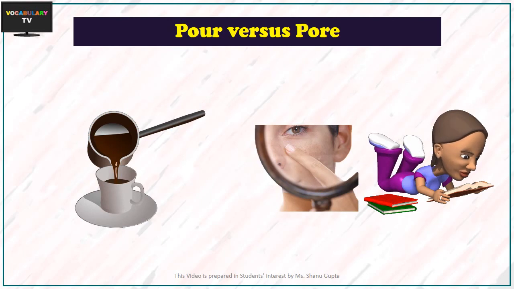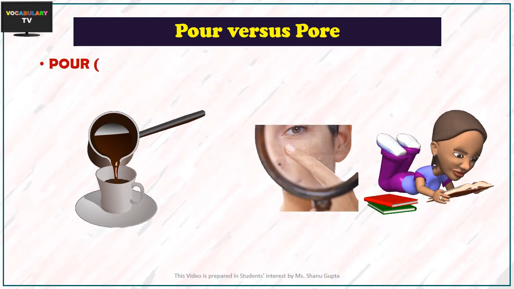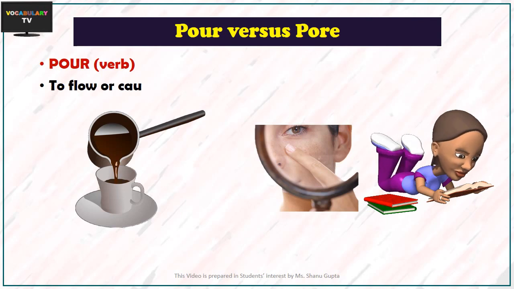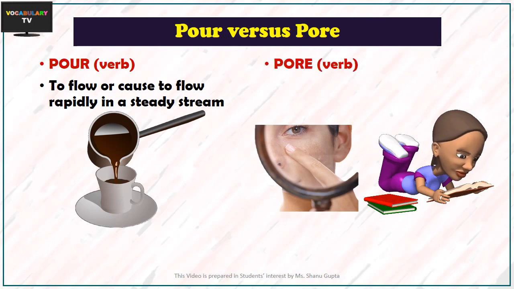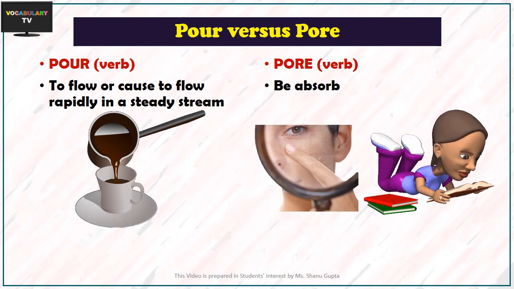And in our last pair, the words are homophones. They sound exactly the same. Pour versus pore. While the first pour means to flow or cause to flow rapidly in a steady stream, like you pour coffee into a cup. The second pore might mean a minute opening in some surface, such as pores on skin. But a second meaning of the word pore is to be absorbed in reading or studying something.